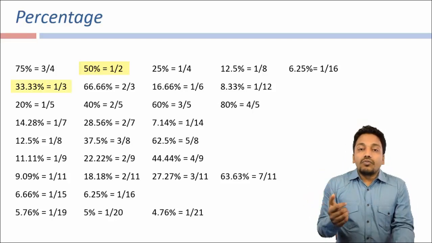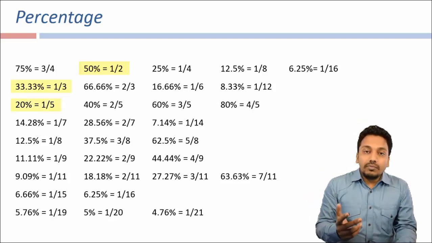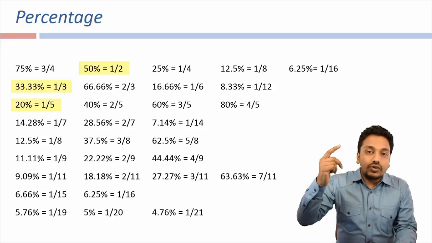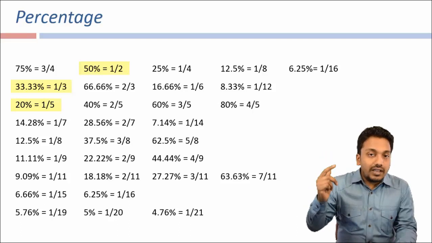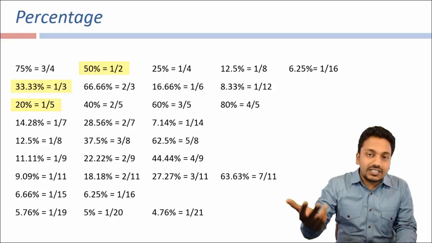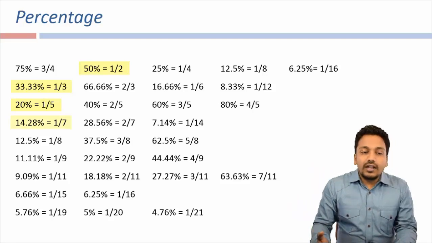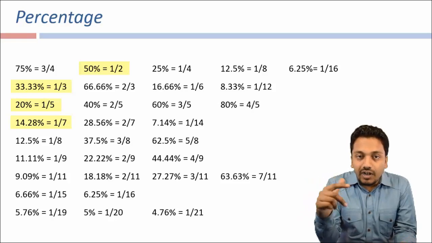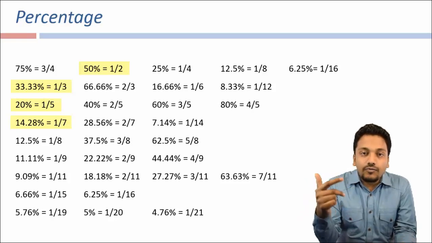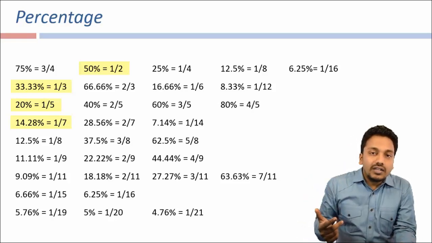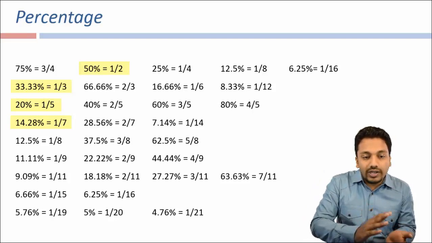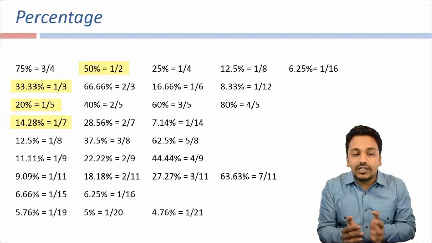Okay. Now 20% is 1 by 5. 20% is 20 upon 100. You can quickly do it in your mind. That is 1 by 5. So if you remember this, you can quickly calculate 40, 60, 80%. And next 14.28%. Now doing this in mind is a bit difficult task. 14.28 divided by 100. So I'll suggest you to remember few of these values. So you can quickly calculate the other values, the remaining values.